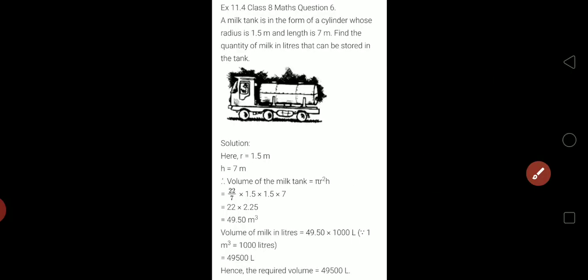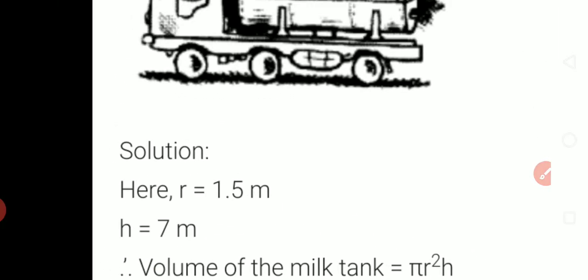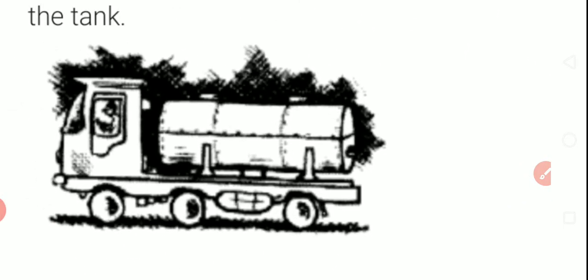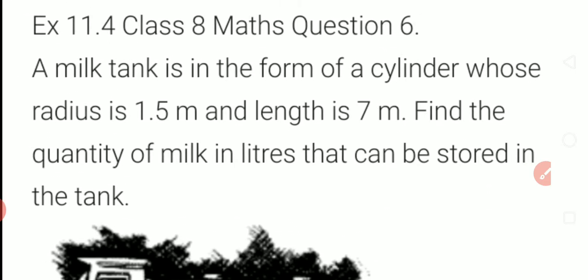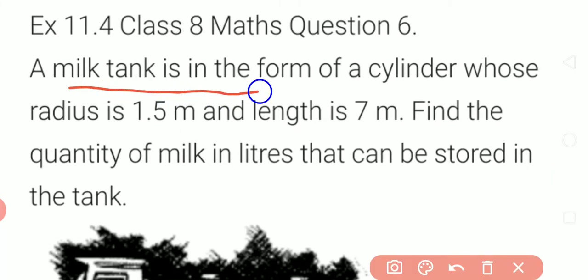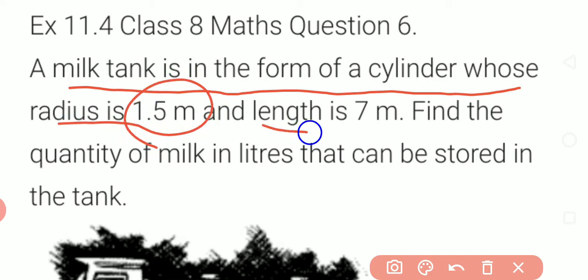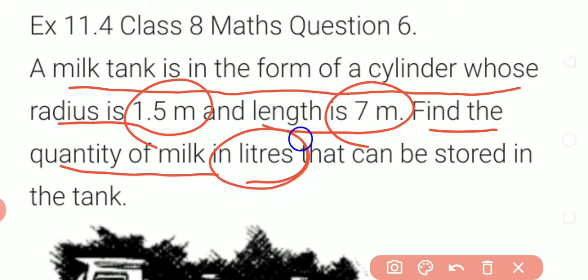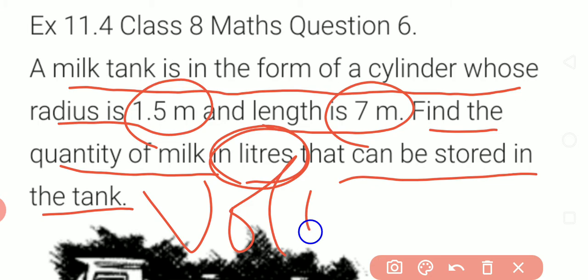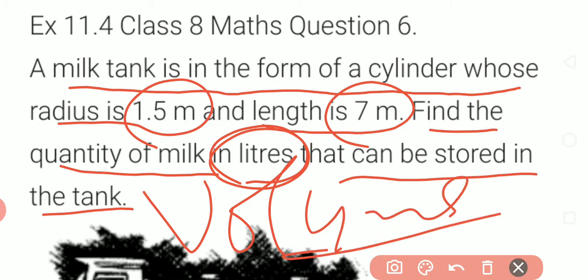Now let us come to question number 6. You have been given in question number 6 that a milk tank is in the form of a cylinder whose radius is 1.5 meter and length is 7 meter. Find the quantity of the milk in liters. It means you have to convert the volume into liters also, that can be stored in the tank. So at first you will find out the volume, right? And then you will convert it into liters.